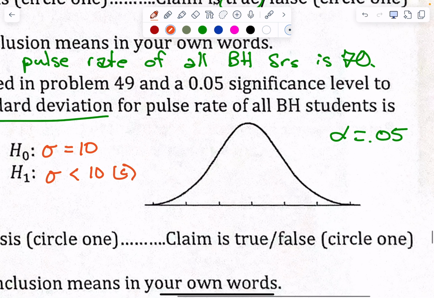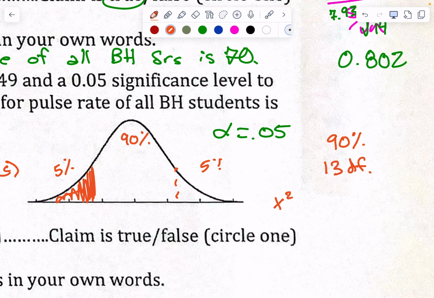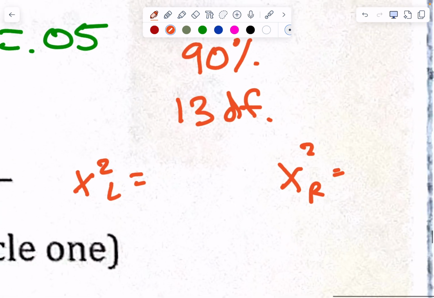Left tail, right tail, two tail? Left tail, 5 percent, and 5, and 90 percent in the middle. We need to look up on which chart? The chi chart. 90% at 13 degrees of freedom. There are two numbers. We need the chi-squared left number, and we need the chi-squared right number.